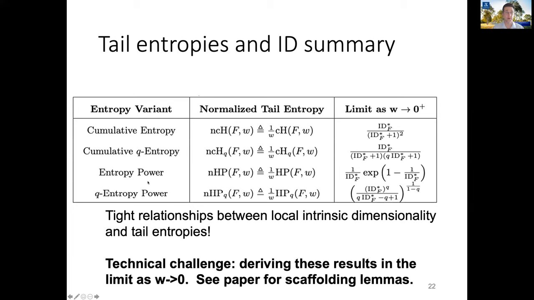And over on the right-hand side, we can see the formulas that we derive for each of these entropies as the size of the neighborhood distances to the nearest neighbors go to zero. So in other words, there's an interchangeable relationship between ID and entropy. We can either talk about it in terms of ID or we can talk about it in terms of entropy. The technical challenge that we tackle in the paper is deriving all of these results in a rigorous way, and in particular deriving it in the limit as W goes to zero. And you can read the paper for more details about the lemmas we use there.